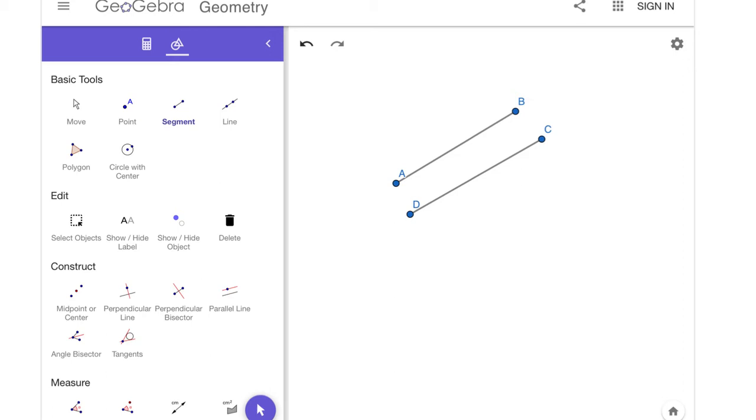They might be parallel, so we have to check it. So let's draw a transverse line across those two lines I assume are parallel, okay? And we're going to check it. So how do we check it?